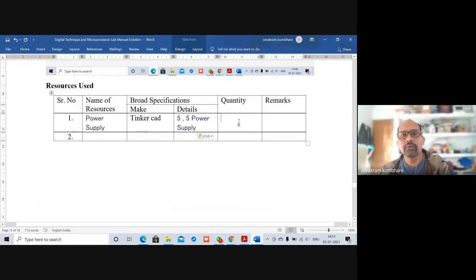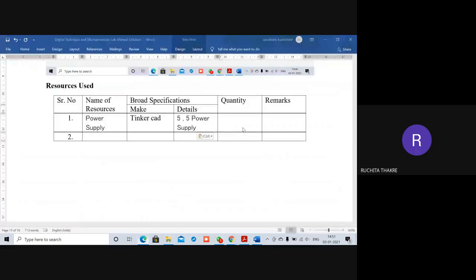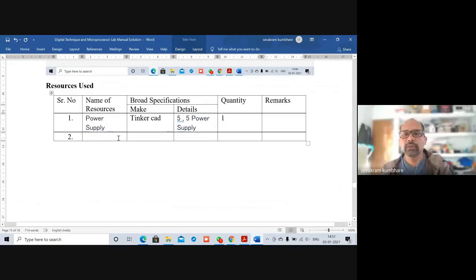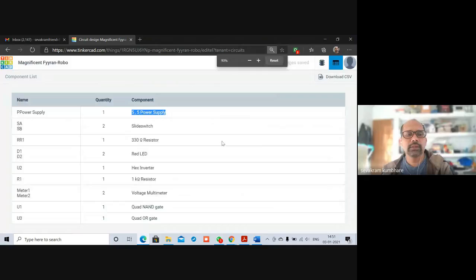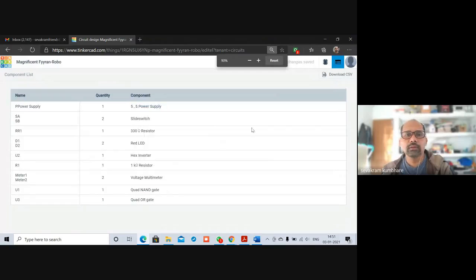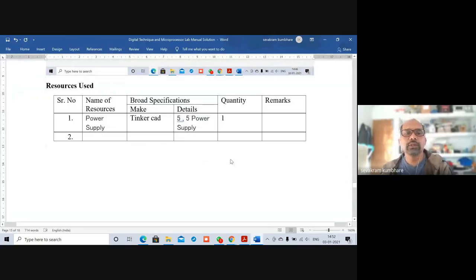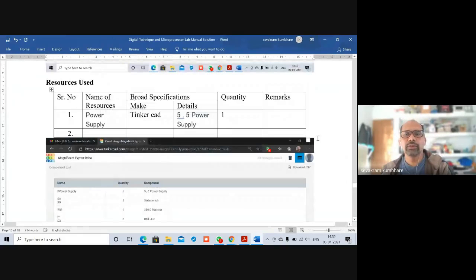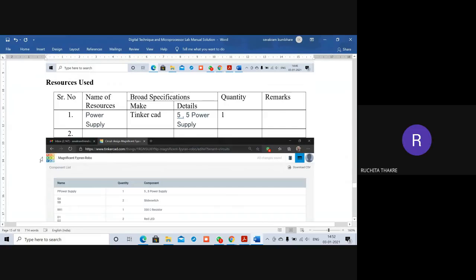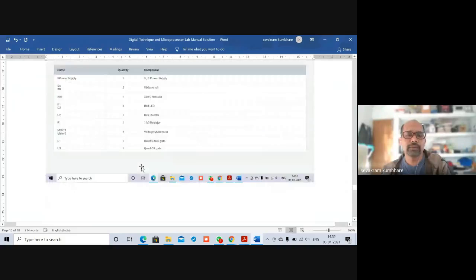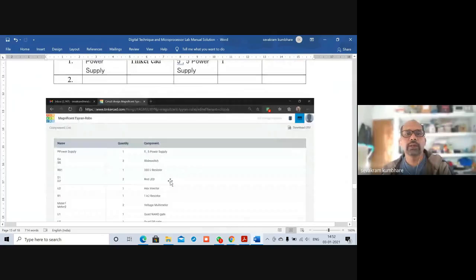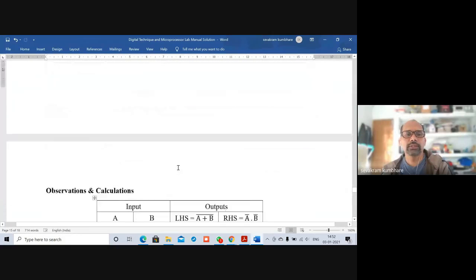All of you got this or not? Yes, sir. Quantity is 1. So like this, you can copy all the things. What I will do, I will take a snapshot of this and paste it over here so that we can copy it from here. Got it? And I am going to post this manual afterwards so that you will be able to take a copy of this and write down the things.